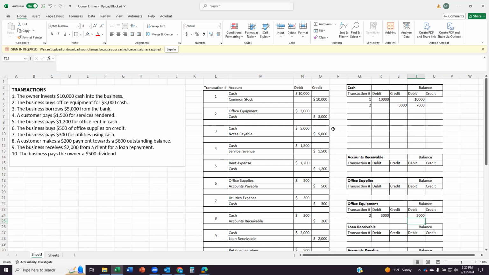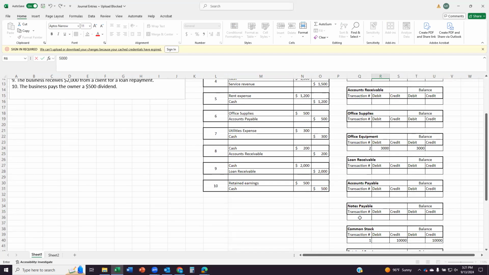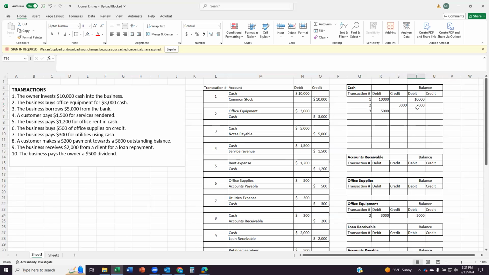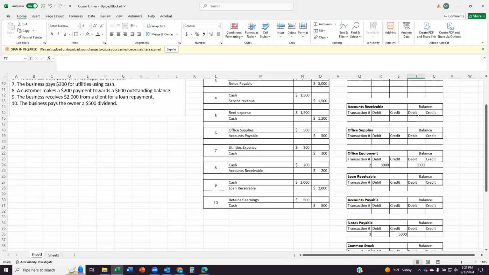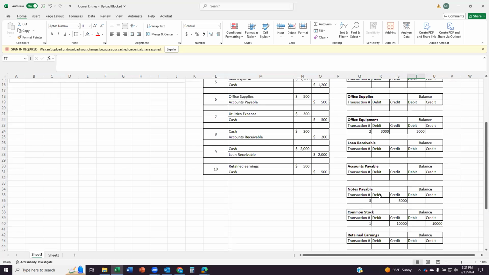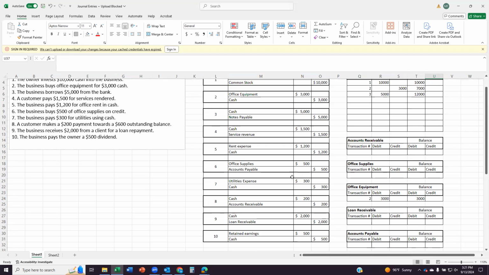Transaction three, we debit cash 5,000 and we credit notes payable 5,000. And now we find our balances. So if we had a debit balance of 7,000 and we debited the account 5,000, 7,000 plus 5,000, the new balance is 12,000. And then for the notes payable, we had a zero balance. We credited 5,000. So the new balance will be a credit of 5,000.